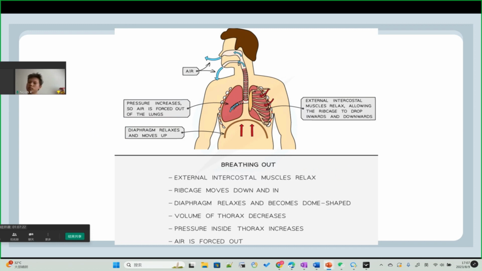And then we move down and in, you're correct. Diaphragm relax and become dome-shaped, also correct. And volume decreases, pressure increases. So by here, what actually means the pressure gets larger than the atmospheric pressure. So the air can move from higher pressure to lower pressure. And the final point will be air is forced out. Does it make sense? Yeah.